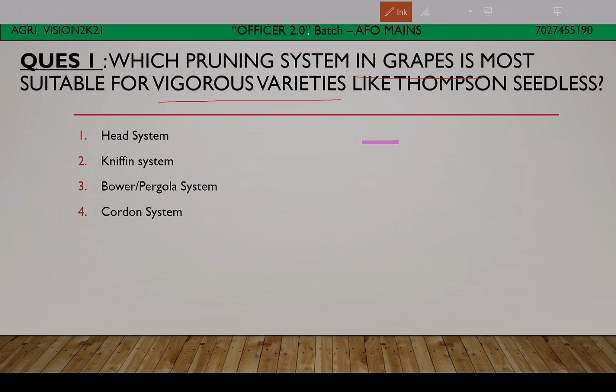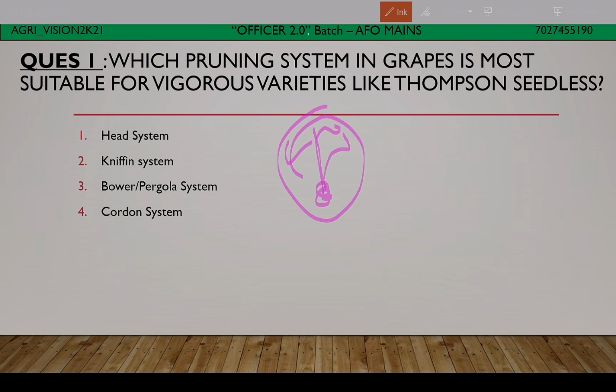We need more growth. The training system should be such that it will sustain more growth. Then the second thing, the training system should be such that more light interception will be there, then only the production will be more. Here, the head system supports bushy plants, meaning the plants in which the growth is less.